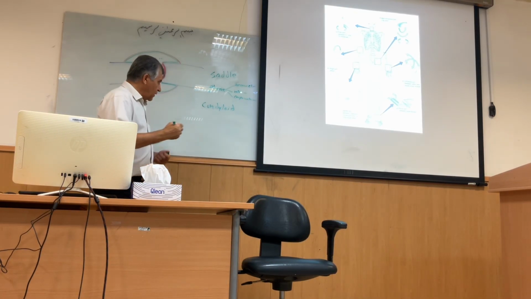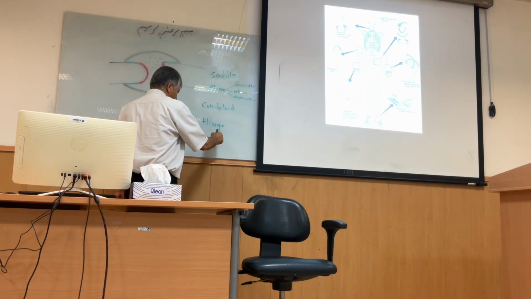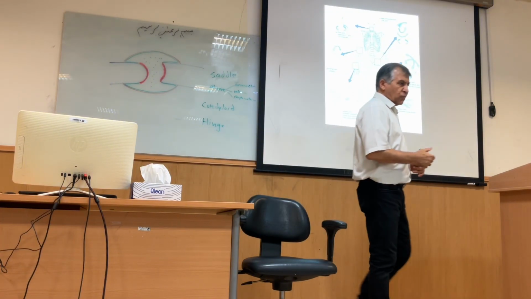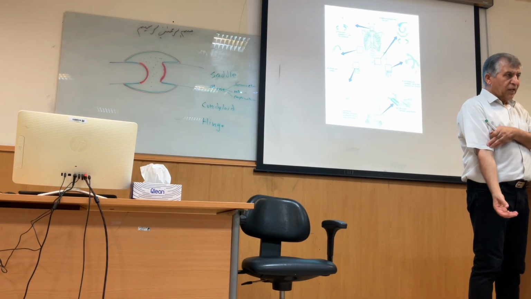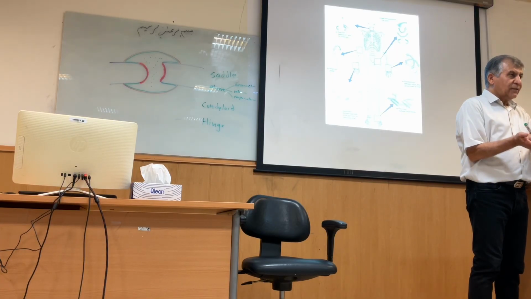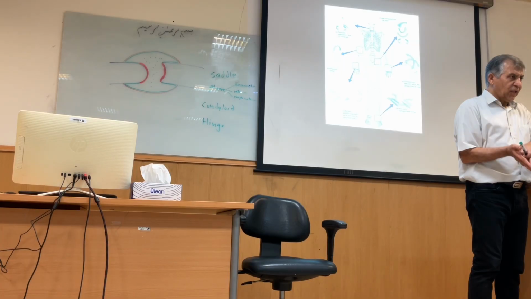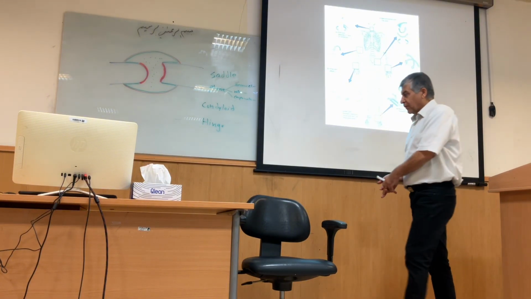And finally, hinge joint. Where is a hinge joint in the upper limb? The elbow. You can see just flexion, extension. And the interphalangeal joint. We can see flexion, extension, no other movement. Hinge joint.